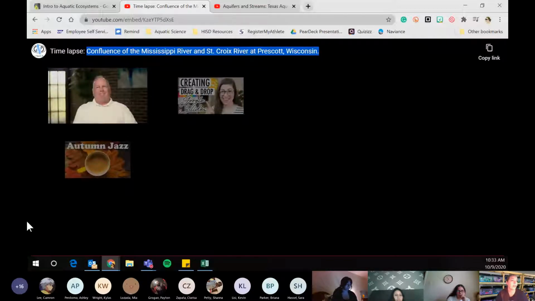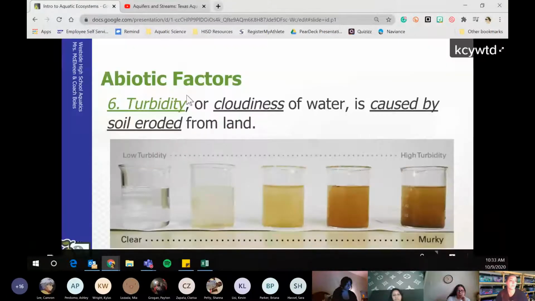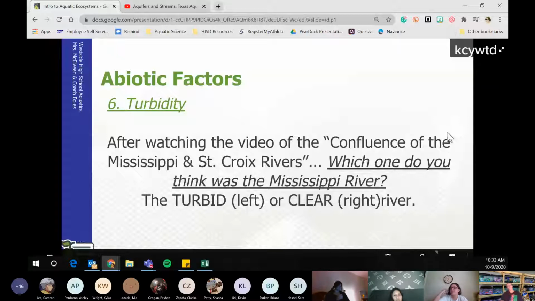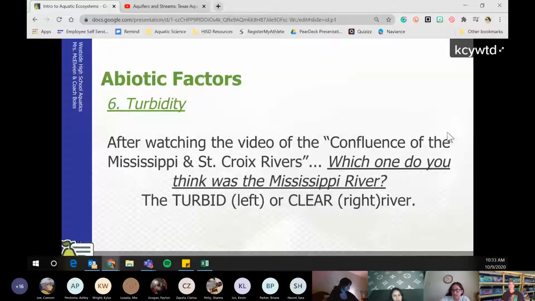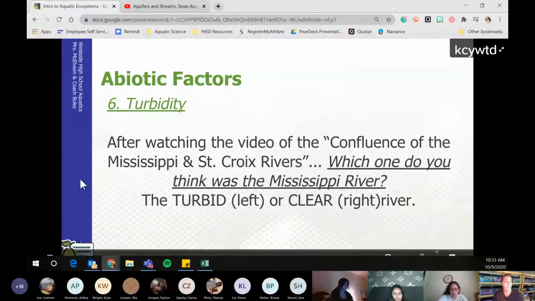Okay, so after showing you that short little clip, I want you to answer in this chat box: after watching that video, which one do you think was the Mississippi River? The turbid one on the left or the clear one on the right? I would prefer if you use terms like turbid or clear. All right, champ, use your vocabulary terms. He likes it. All right, we have 9 out of 23 responses.